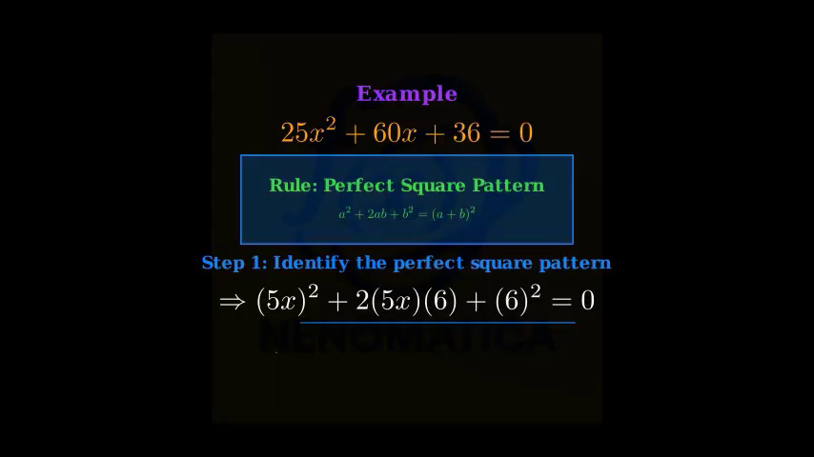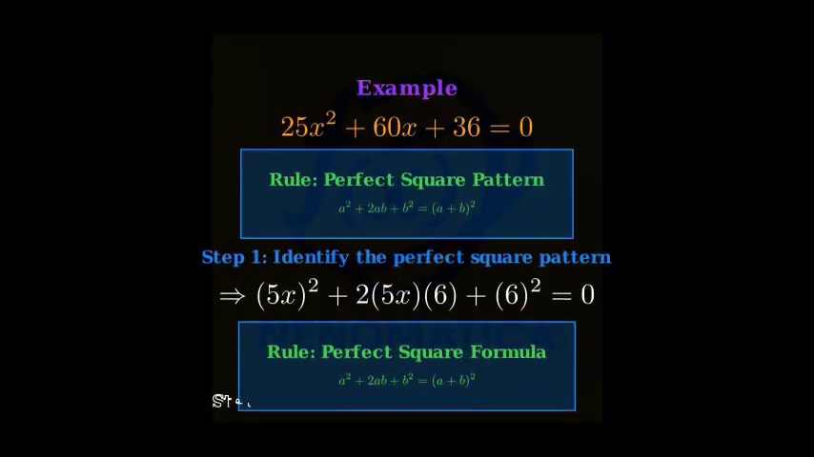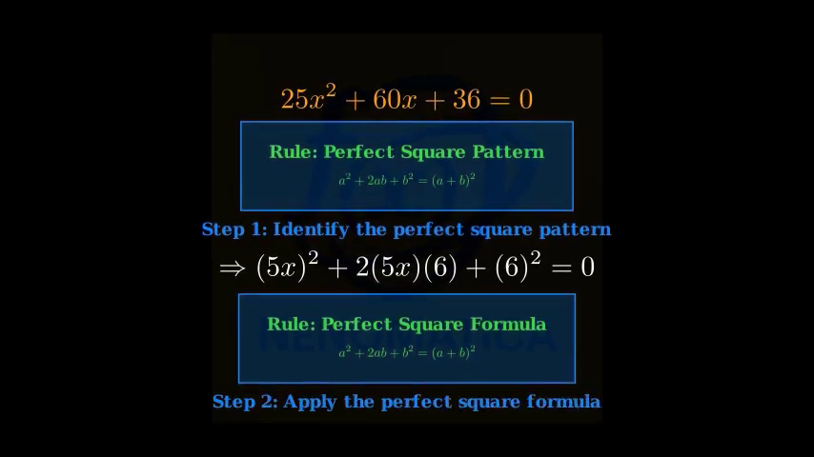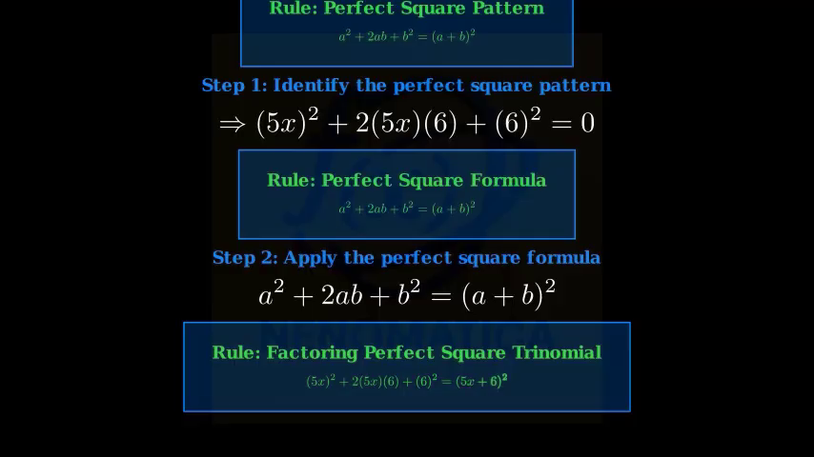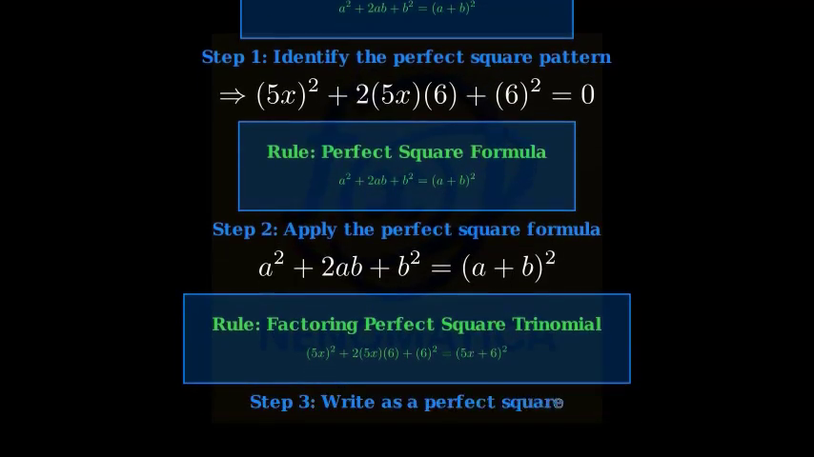In step 2, we can see that our equation follows the pattern a squared plus 2ab plus b squared, which equals (a plus b) squared. This pattern is the formula for the expansion of a perfect square binomial. In step 3, we can rewrite our equation as (5x plus 6) squared equals 0.